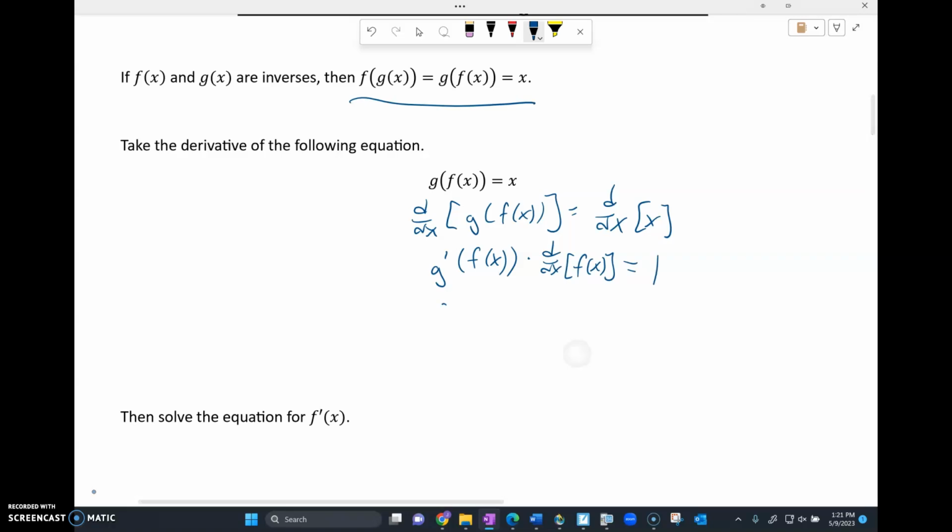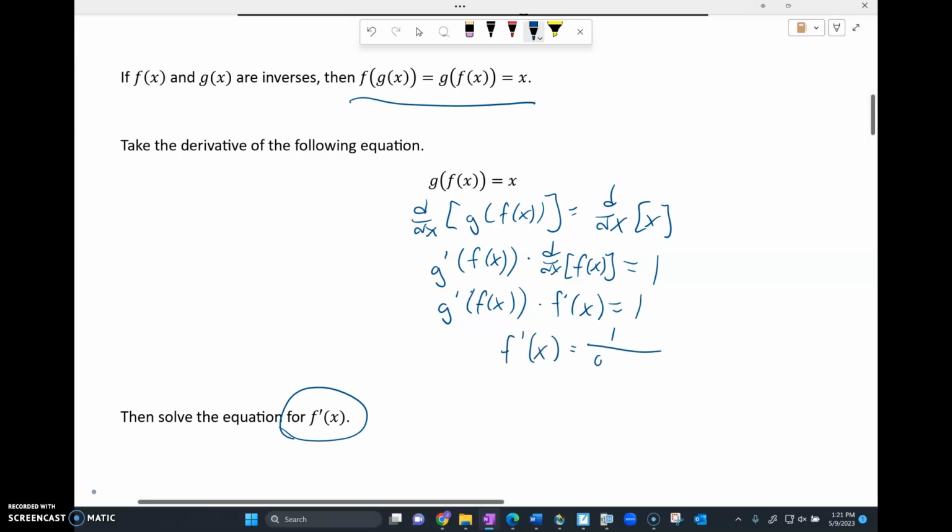So from this I'll end up with g prime of f of x times, and the derivative of f of x is going to be f prime of x. The idea here is I want to find the derivative of f even if I don't know it. So in this case, as it says here, we're going to solve for f prime of x. If I divide both sides by the left factor there, I'll end up with f prime of x equal to 1 over g prime of f of x.